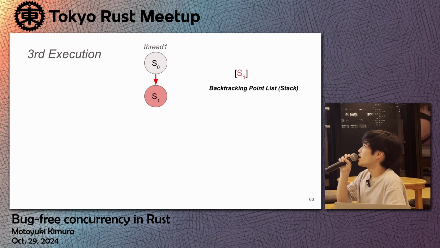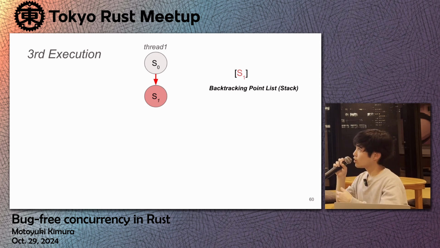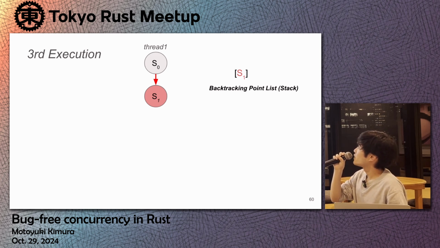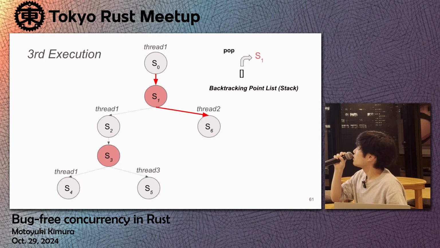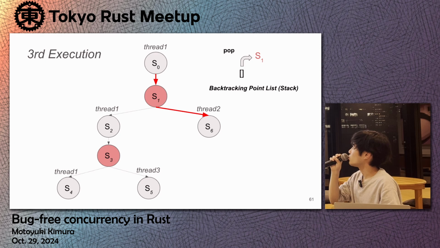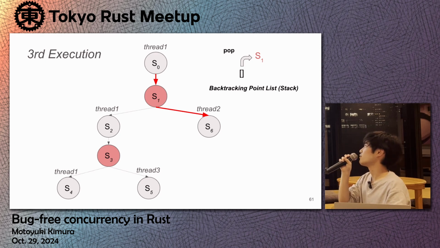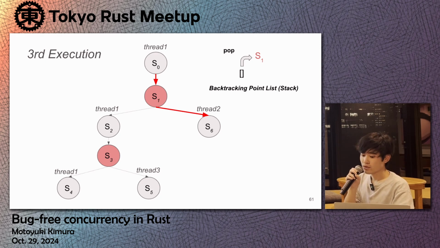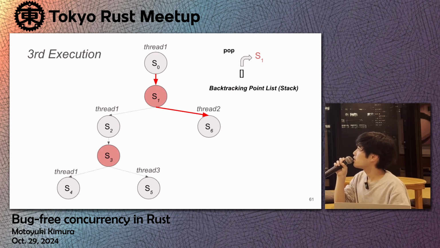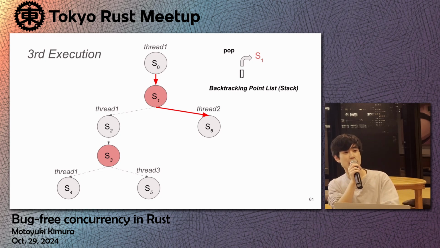So the second execution ends, and this is the third execution. We still have one element in the backtracking point list. We have to do the third execution, and in this case, we have S1. When we hit the S1 state, we will choose a different option. In this graph, we will choose thread 2. By doing this, we can explore all of the program states or interleavings. And this is something like backtracking or depth-first search algorithms.